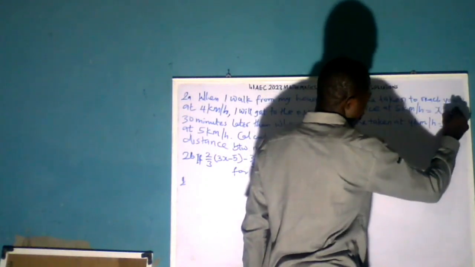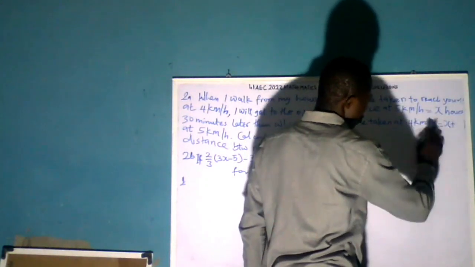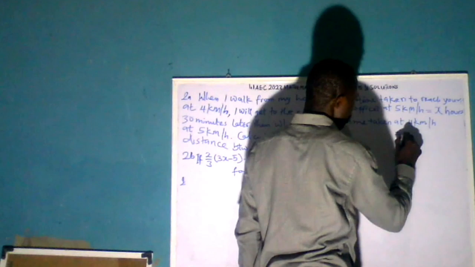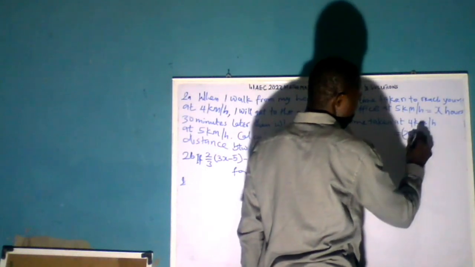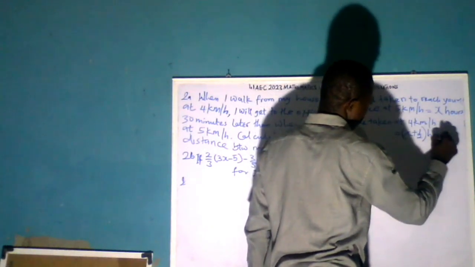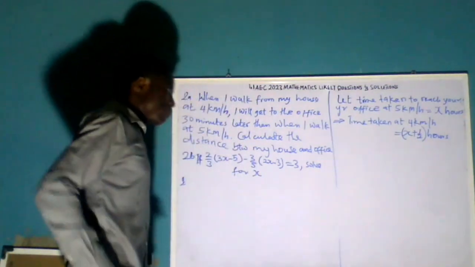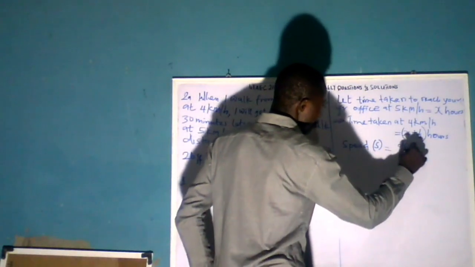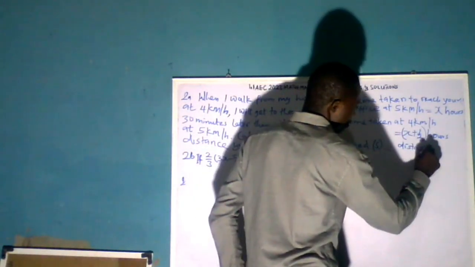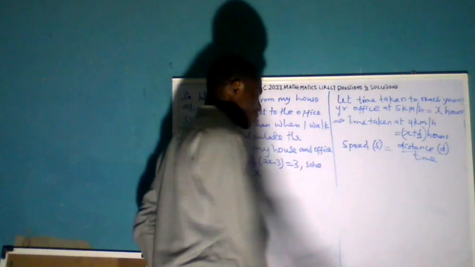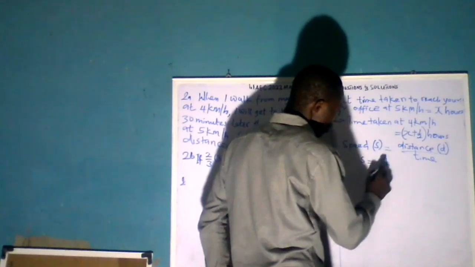Okay, it's actually x hours. So this will imply that the time taken at 4 km per hour will be equal to x plus 30 minutes, which is half an hour. So x plus half hour. Don't forget that speed, which I will be denoting as s, is equal to distance traveled, which is d, all over time taken. So that you have s equals d all over t.